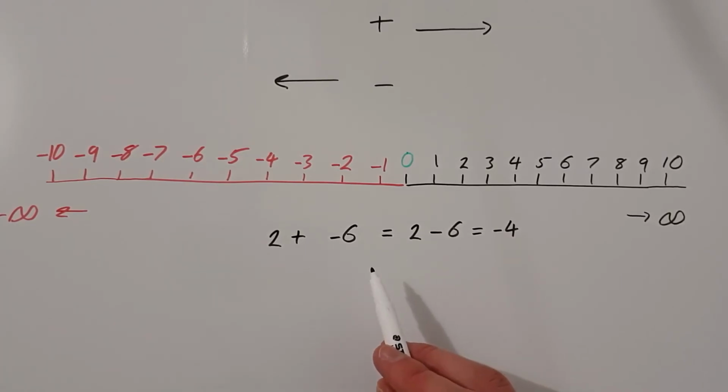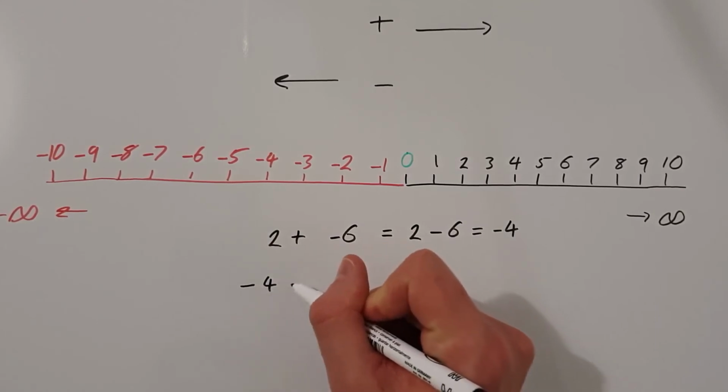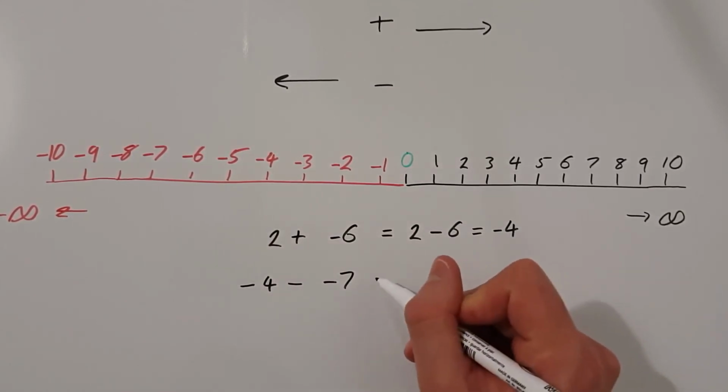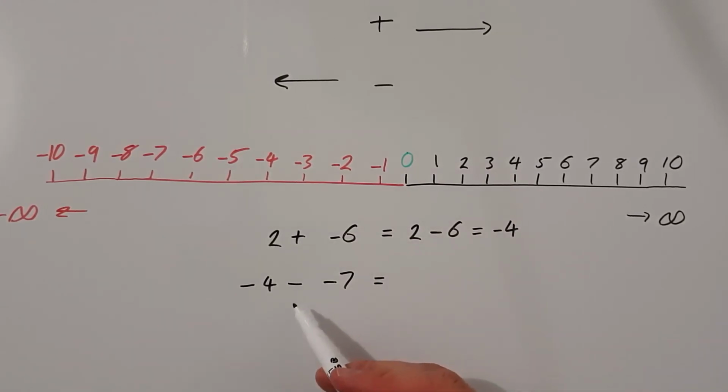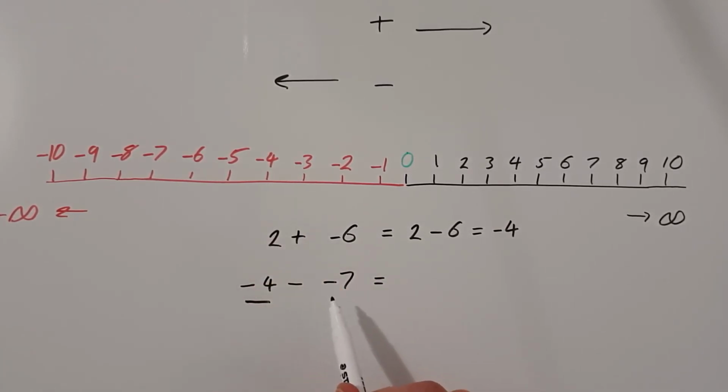So then what do we do when we want to minus a negative number? So let's think about this example here then. So let's think about -4 minus -7. So lots of negatives in this equation. We have our starting point, -4. We have that on the number line. And this time we want to minus a negative number, minus a minus.